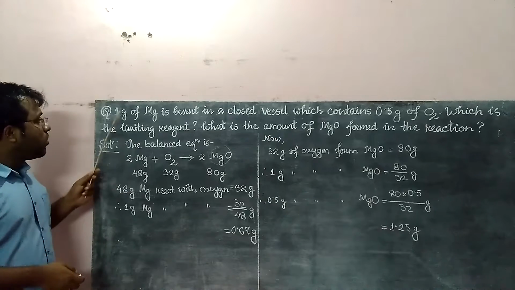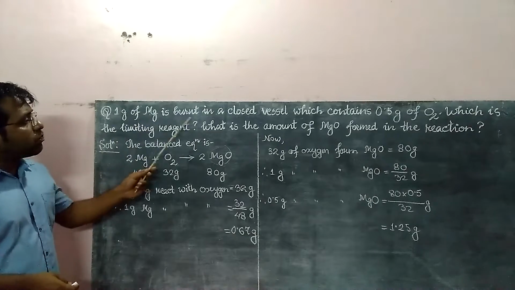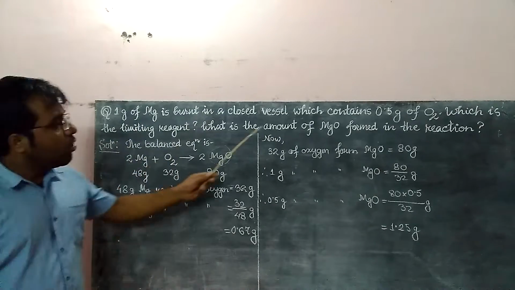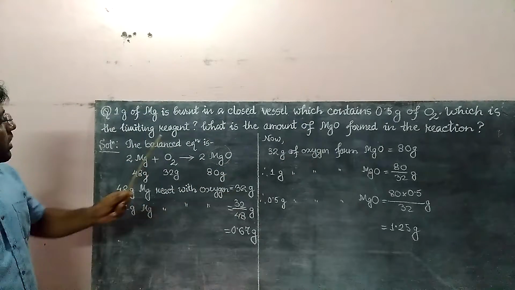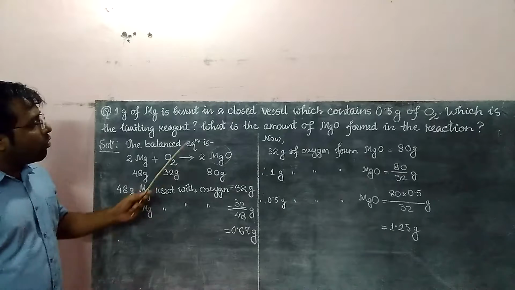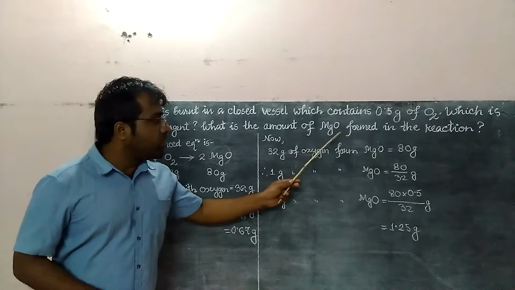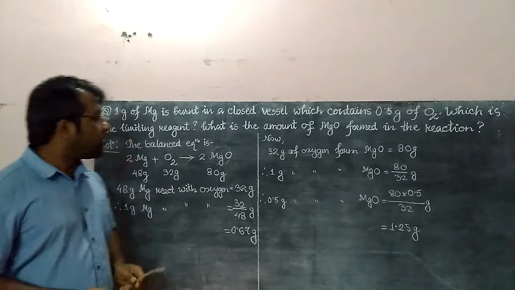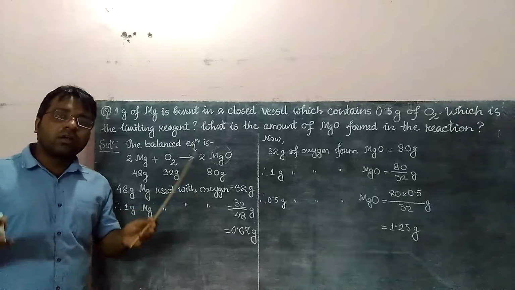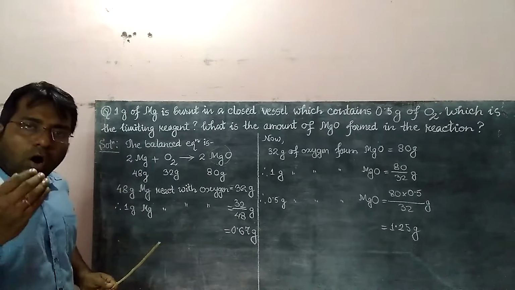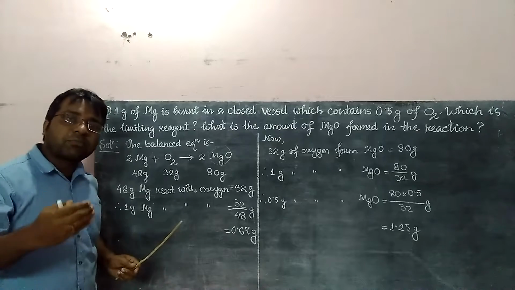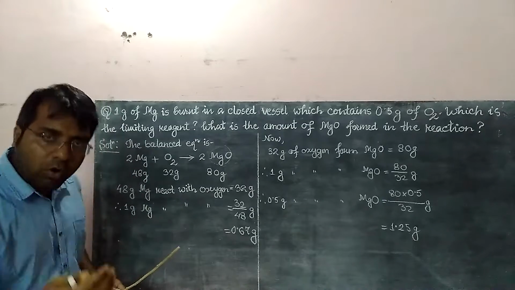What is asked here? 1 gram of Mg is burned in a closed vessel which contains 0.5 gram of O2. Which is the limiting reagent? What is the amount of MgO formed in the reaction? So in the question it is said about burning of magnesium with oxygen, which gives basically MgO as we know.